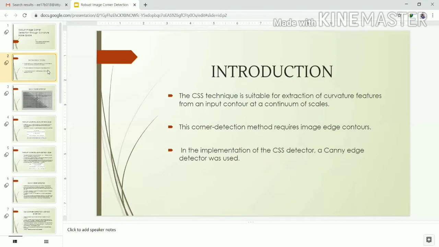This presentation is all about the CSS technique. The CSS technique is suitable for extraction of curvature features from an image contour at a continuum of scales. This corner detection method requires image edge contours. In the implementation of the CSS detector, a Canny edge detector was used. However, the Canny edge detector is not a crucial part of the technique. It can be replaced with another edge detection algorithm. But with Canny's good edge detection, we believe our corner detection performs much better than the existing ones.